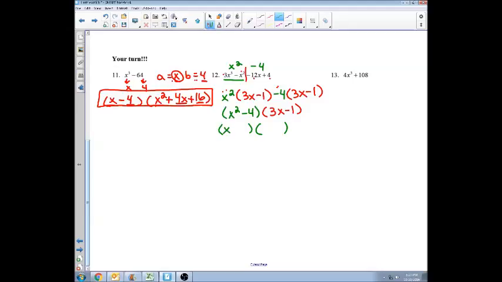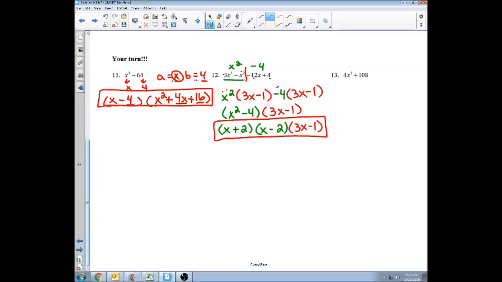So my first blank in each set of parentheses is the square root of x squared. The second blank is the square root of 4. Have a positive and a negative. Do not forget about your 3x minus 1. That is our answer. Okay? On to number 13.